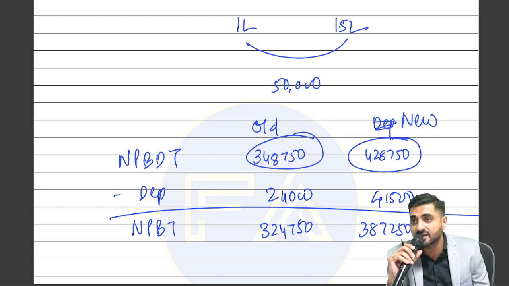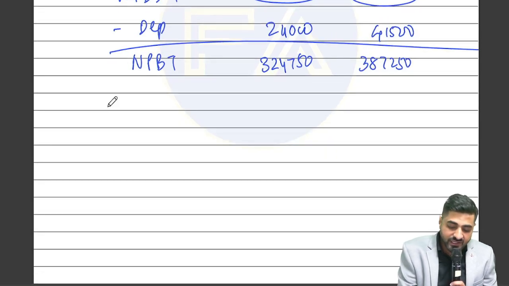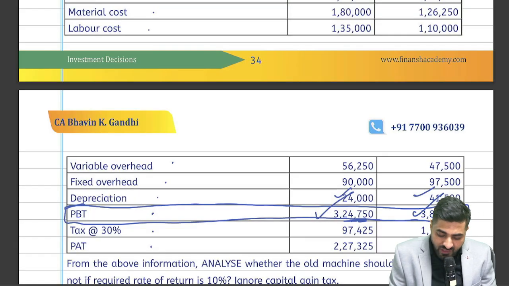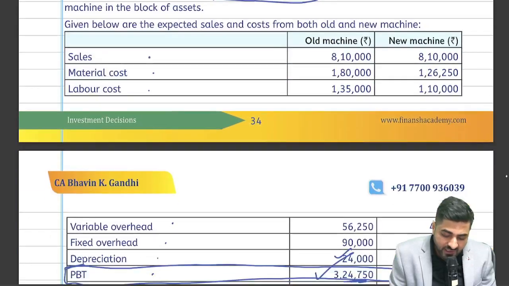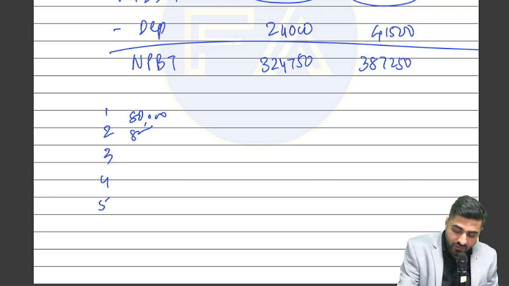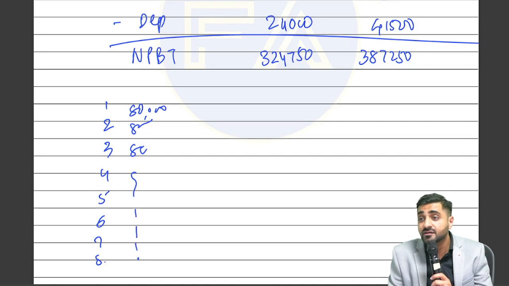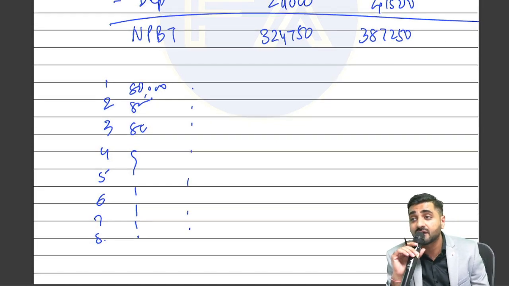Come on, yes or no? Yes, sir. What is the extra NPBDT I am earning? The extra NPBDT I am earning is 4,28,750 minus 3,48,750. Can I say the extra NPBDT I am earning is 80,000? Come on, yaar. And that I will earn for how many? 5 years. How much they have to do? 10 years, na? So we will be calculating that for the period of 10 years. So how much extra you are earning? 80,000.